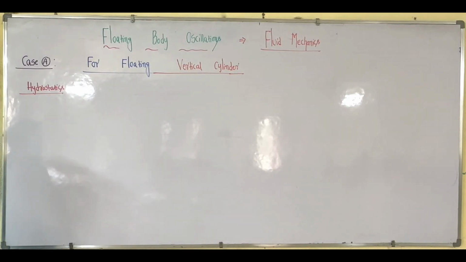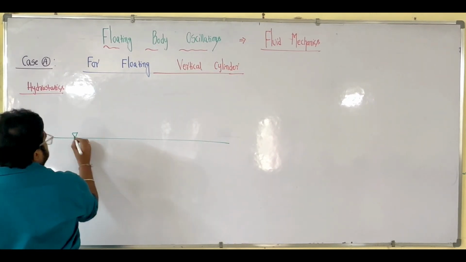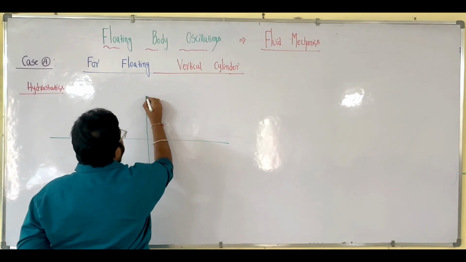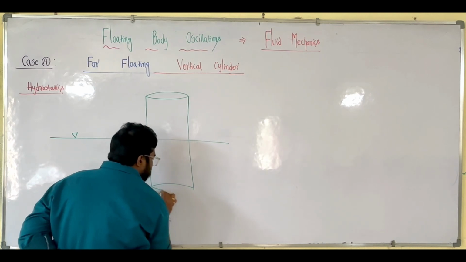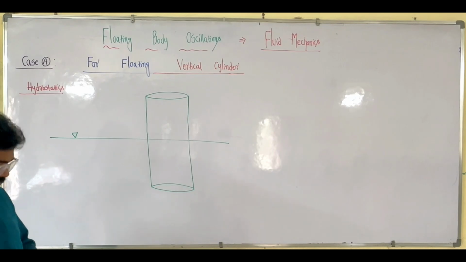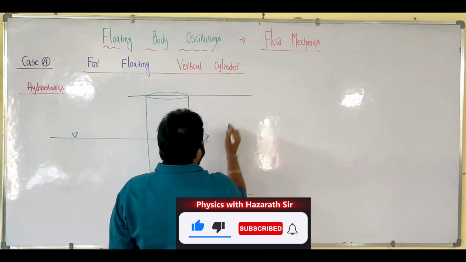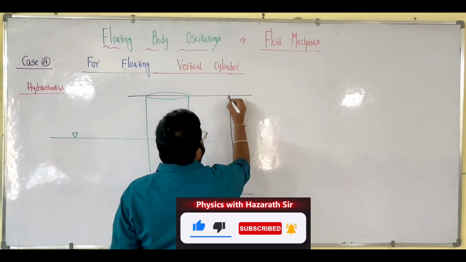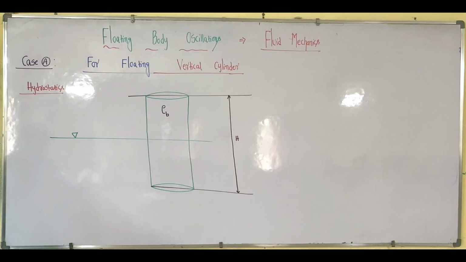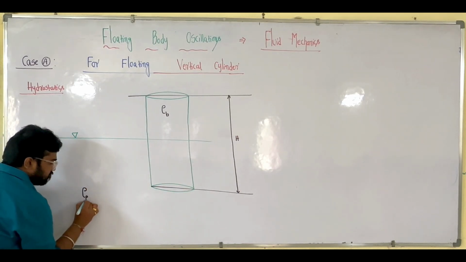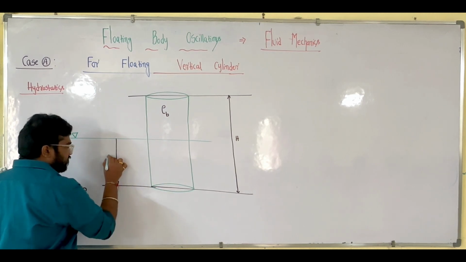Focus here. Floating body oscillations. For a floating vertical cylinder, the height of the cylinder is capital H. Density of the body is rho B. Density of the fluid is rho F. This is called the depth of immersion, small h.